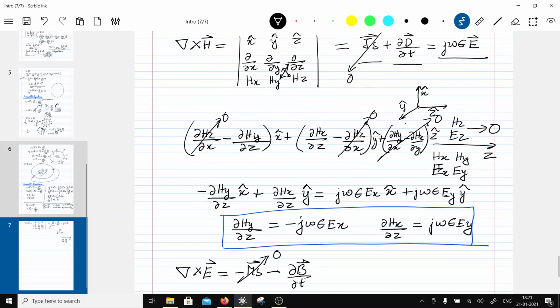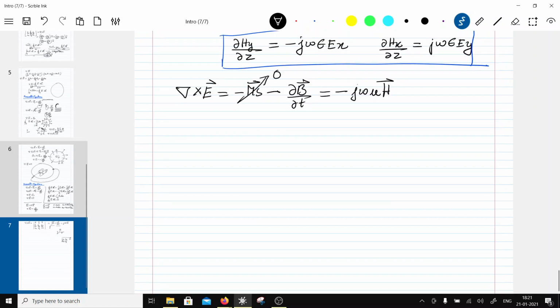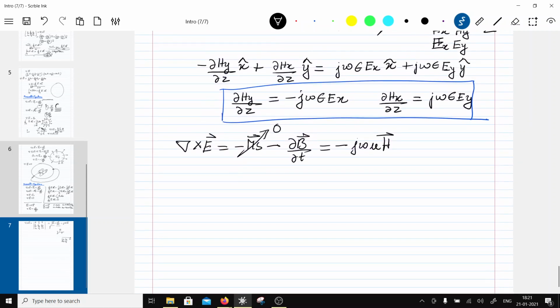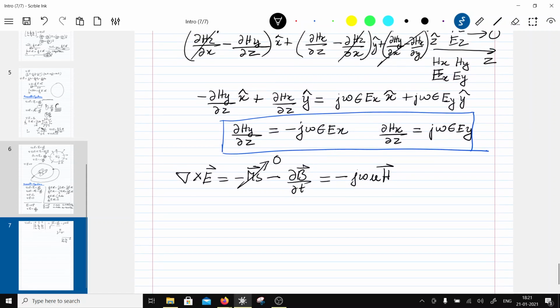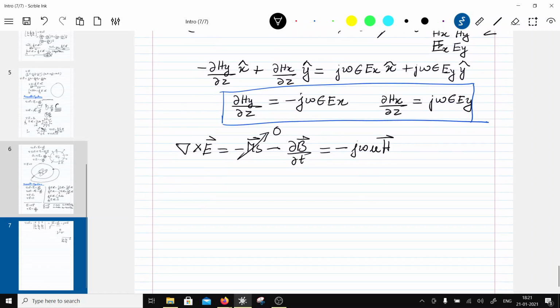Yeah, ∂B/∂t. Now B, if you do this, will be minus jωμH. So now again I would have the same constraints, because this is symmetric, I should be able to directly write them.